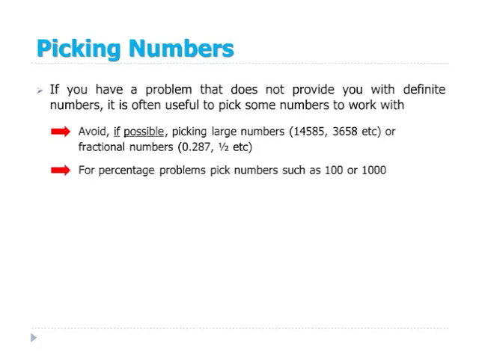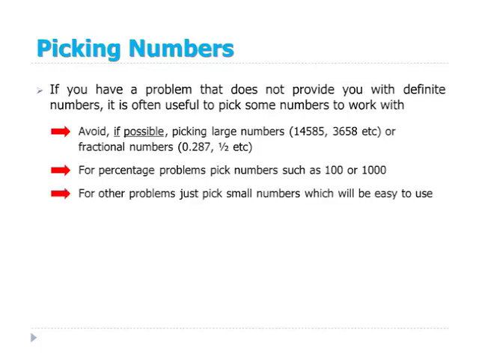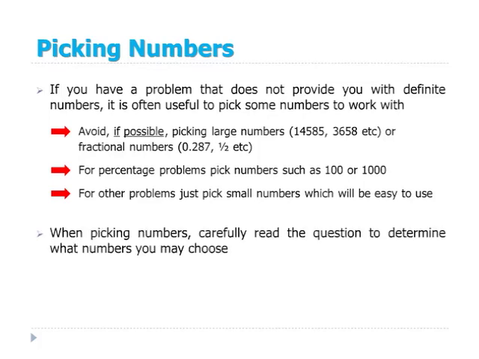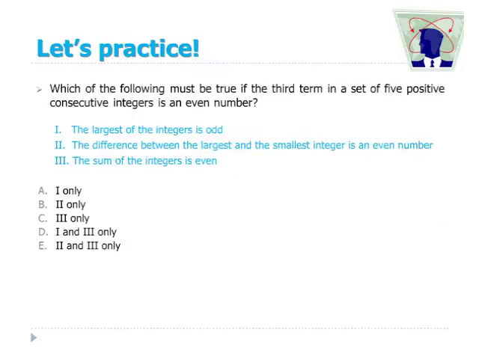For percentage problems, pick numbers such as 100 or 1,000, and for other problems, just pick small numbers which will be easy to use. When picking numbers, carefully read the question to determine what numbers you may choose. For example, if the question states that x is greater than 0, you may not pick 0 or negative numbers for x. To better understand how this method can be useful, consider the following example.